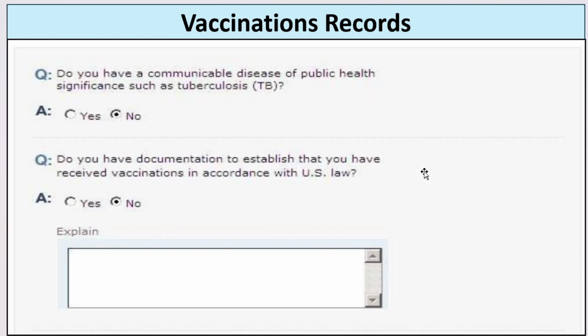Now, let's go to the next one, vaccination record. This is a big problem, because a lot of people ask me this question: I do not have a vaccination in accordance with US law. I know that for sure you don't have it, but the US embassy in your country has a panel physician that will conduct the vaccination that you don't have in your country. So you're not going to come to the United States without the vaccination in accordance with US law. So what do you do? You click yes. You must answer yes right here.